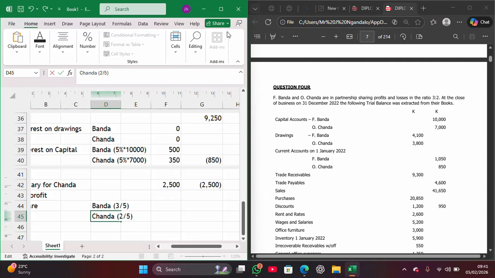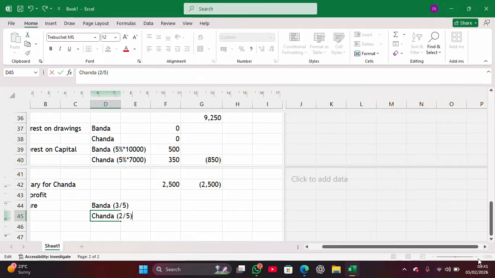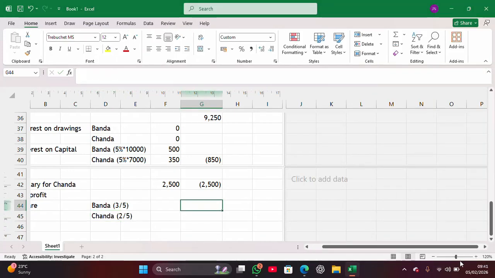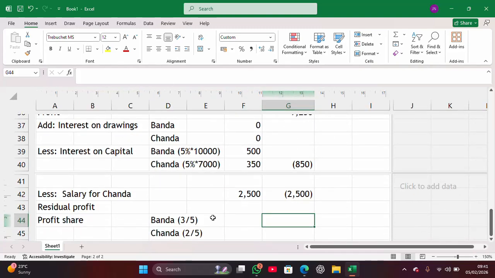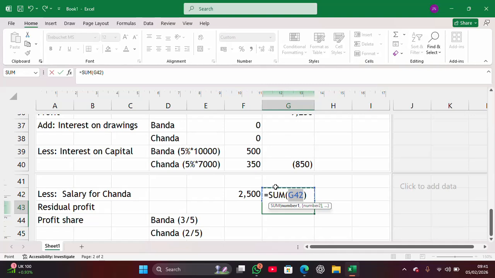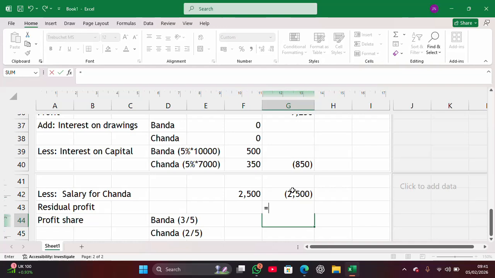Good. So let me just widen it a bit. So let's do the work. We're going to find the sum, the residual profit, by saying the residual profit here will be the sum of all these numbers on top. I don't know if it's gonna agree.